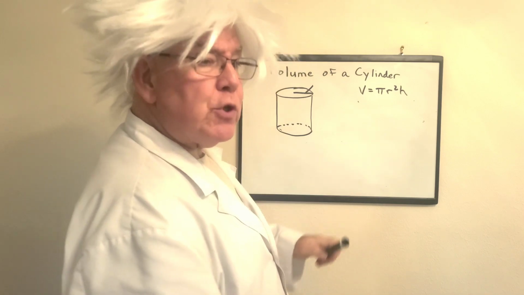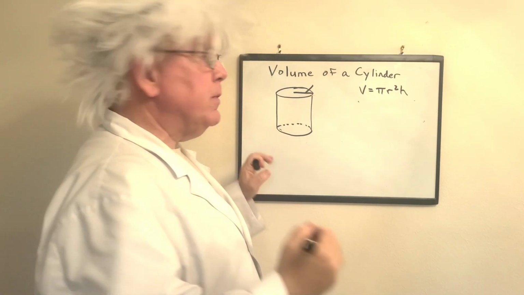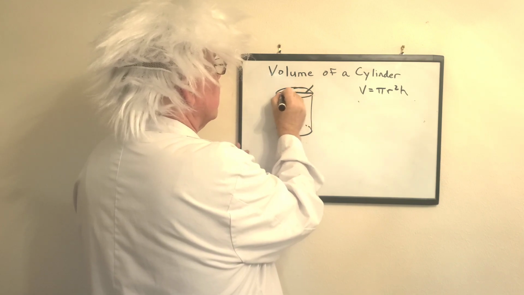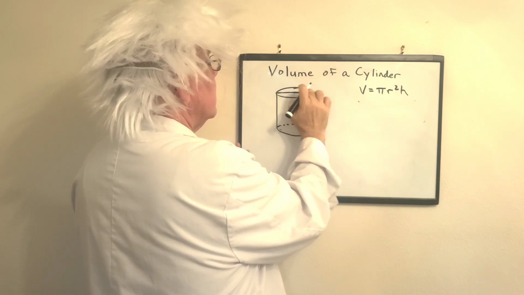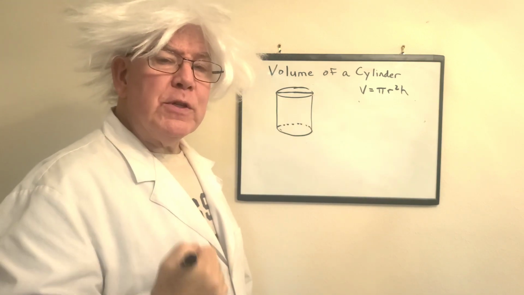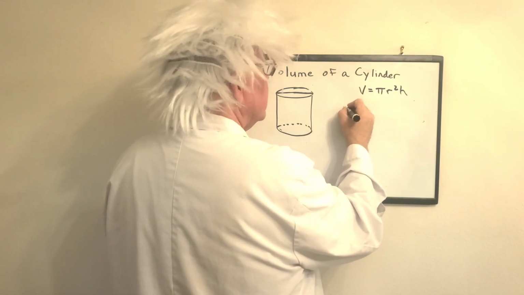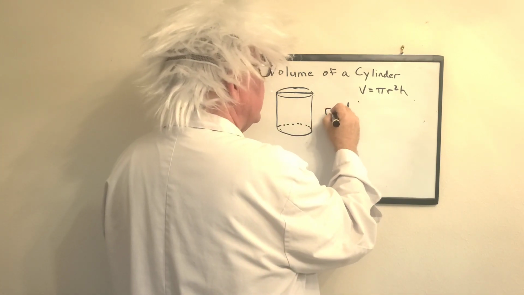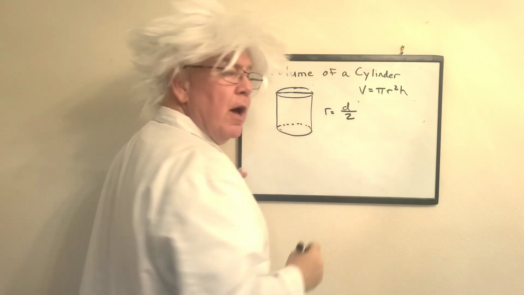Right here, guys, I'm going to show you. Now, we all know what the diameter is. The diameter goes all the way across here. So this is part of our problem. Before we start off, we have to know the diameter. Now get this. If we want to find the radius, we take the diameter and we divide it by 2.